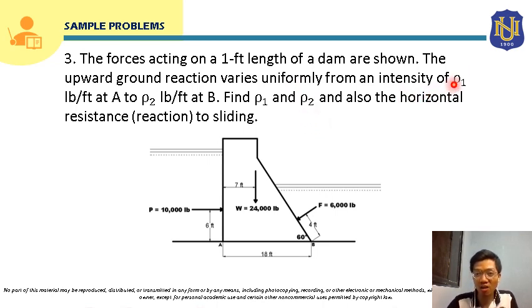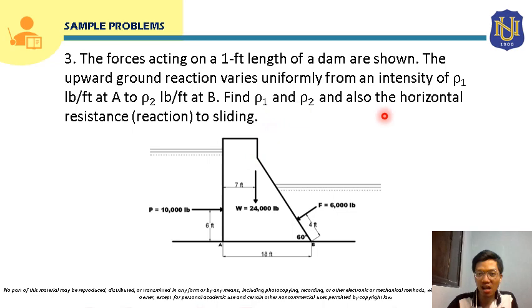But in this case, we have here an intensity rho 1 and an intensity rho 2. So this is not an intensity from 0 to rho 1 or rho 2, but this is from rho 1 to rho 2. So we can say from here that the upward ground reaction is a trapezoid.